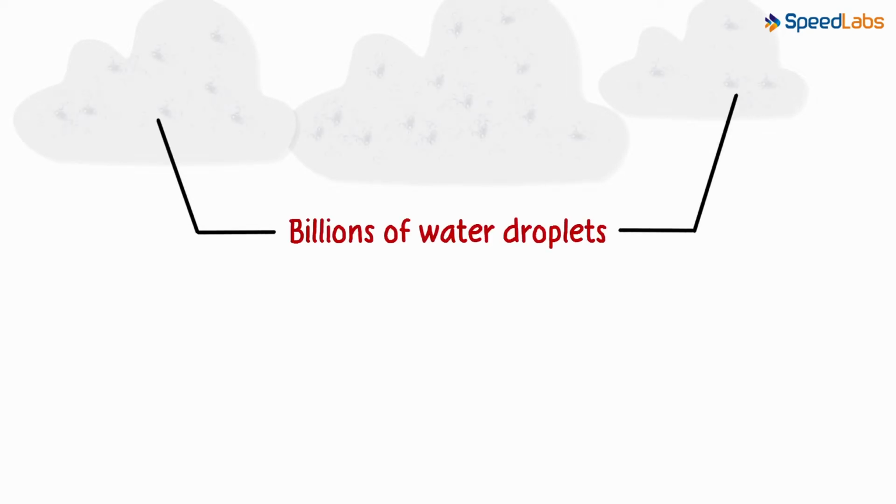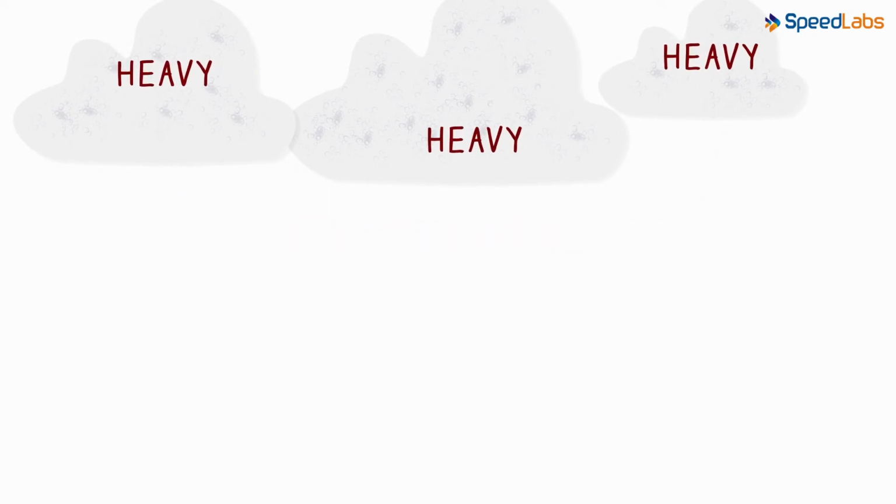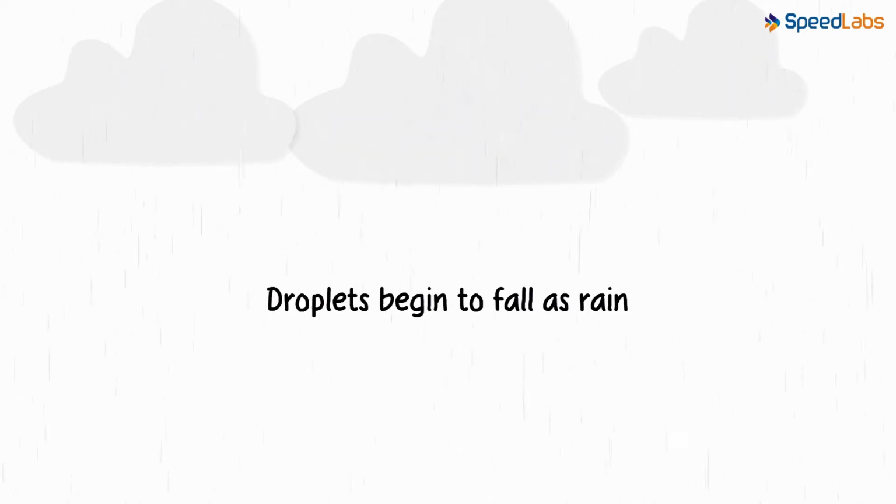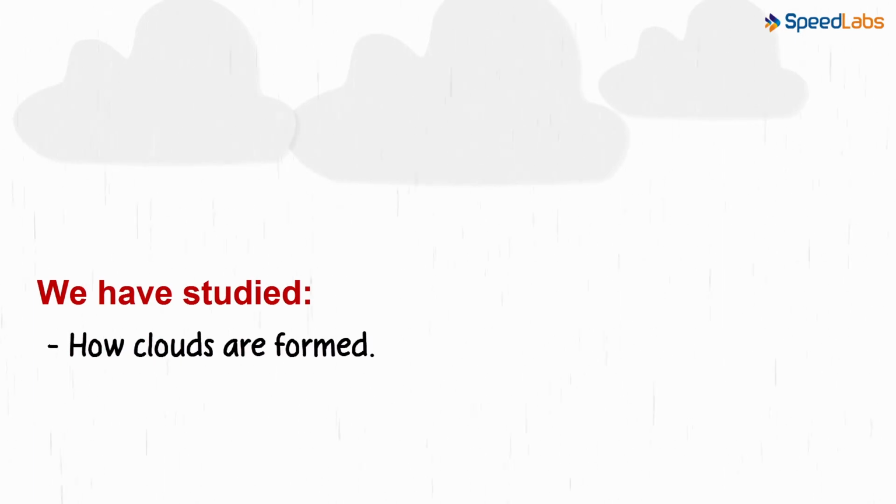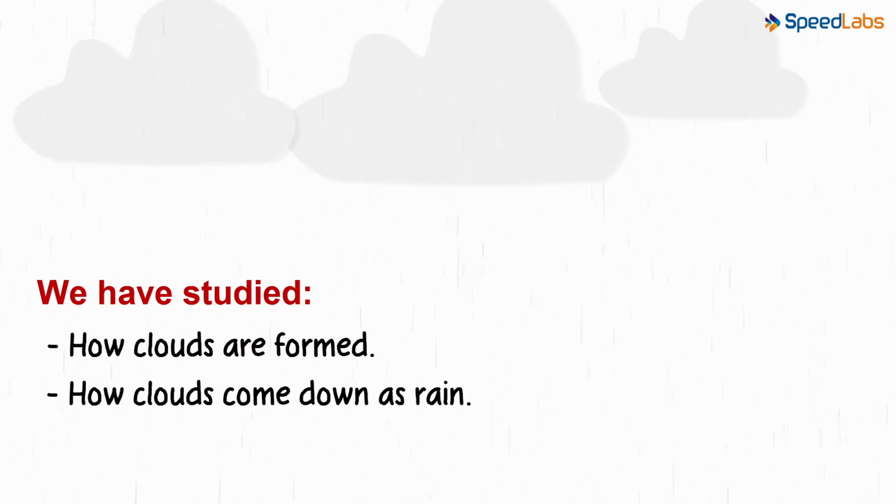And how does the cloud then give us rain? When billions of water droplets form a cloud, at a point the cloud becomes heavy as it has a lot of water in it. At this point, the cloud cannot hold the water anymore, and these droplets begin to fall as rain on the earth. So that's how rain is formed. So now we understood the concept of how clouds are formed and how they come down as rain.